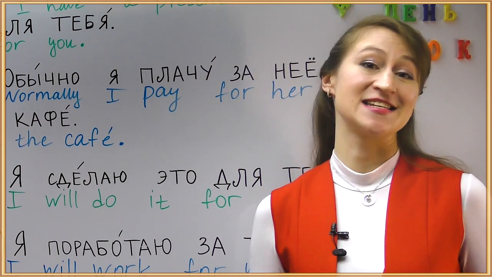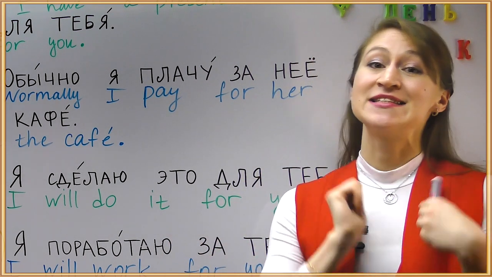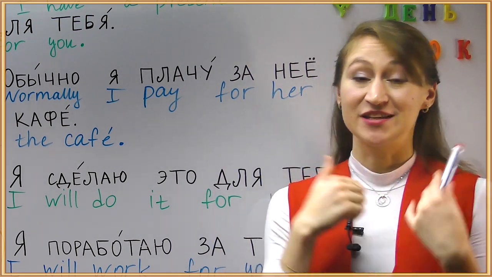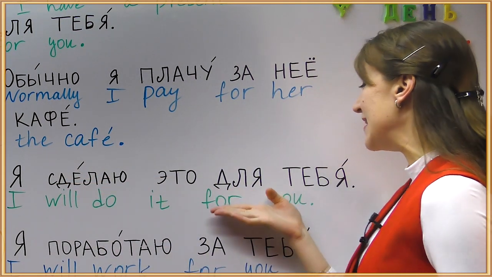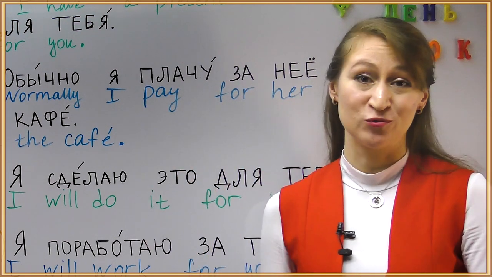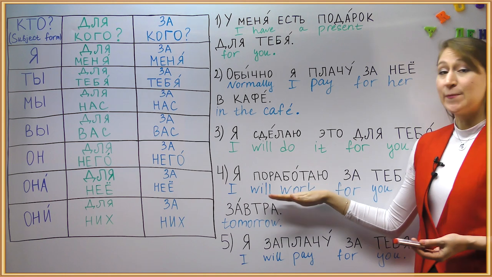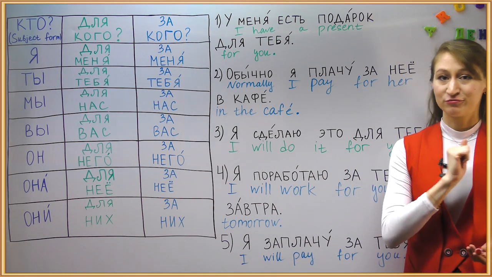You can never say платить для, because для doesn't require the reciprocal action. It requires nothing. Я сделаю это для тебя. It's just, I'll do it for you. I don't expect anything. But this one, я поработаю за тебя завтра.